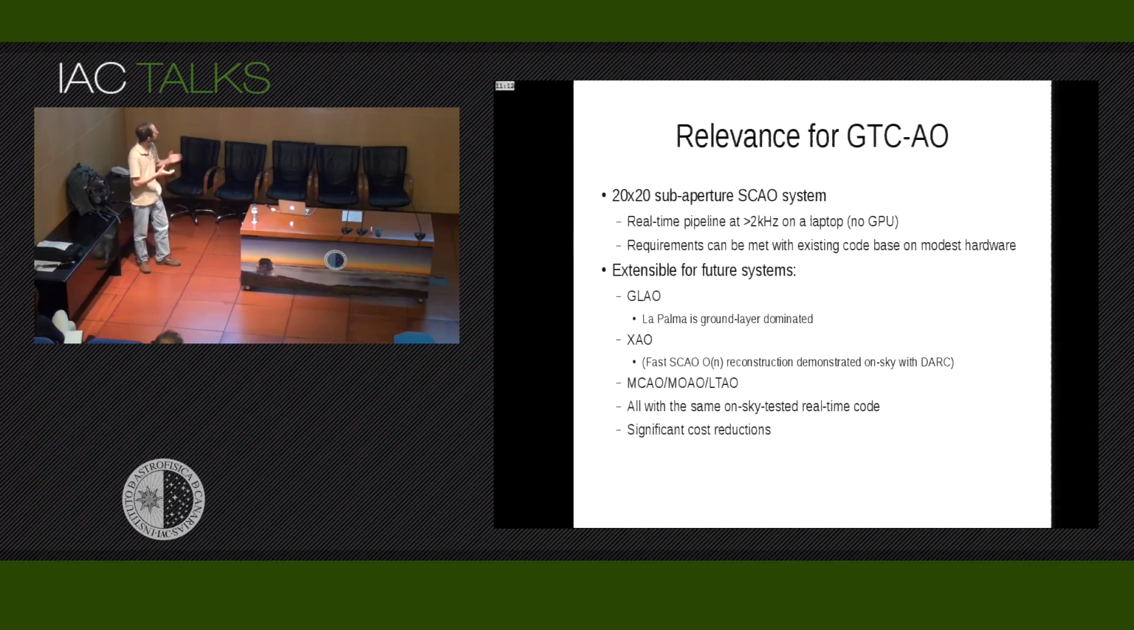So if in the future there were plans for a GLAO system, now the Palmer, of course, is very ground layer dominated. A GLAO system will give you excellent wide field of view performance. The real-time system DARC works with GLAO. It also works with XAO. We've demonstrated on sky fast order n wavefront reconstruction. Wide field AO also works there as well, all with the same on-sky tested real-time core code. And that can give significant cost reductions, rather than developing one system for SCAO and then later coming along and developing another AO system type. It's all there, it's all together, all the interfaces will be the same.